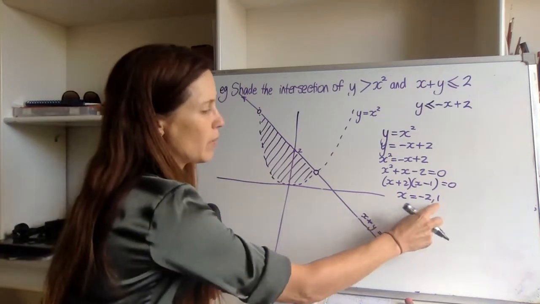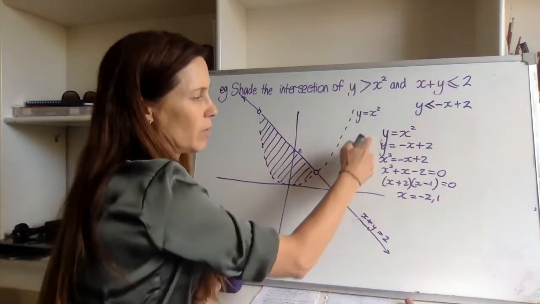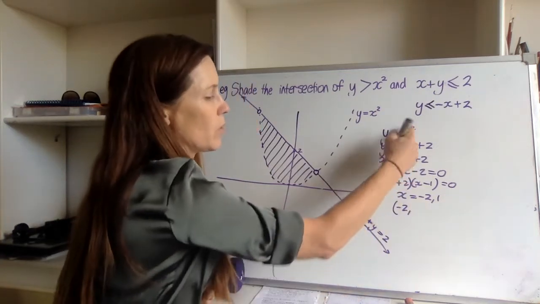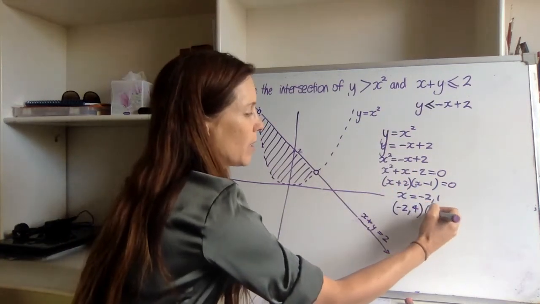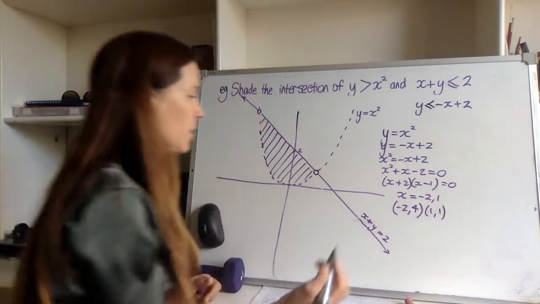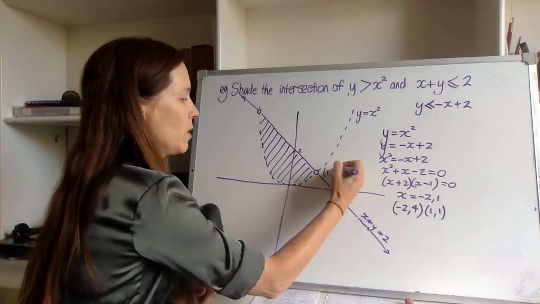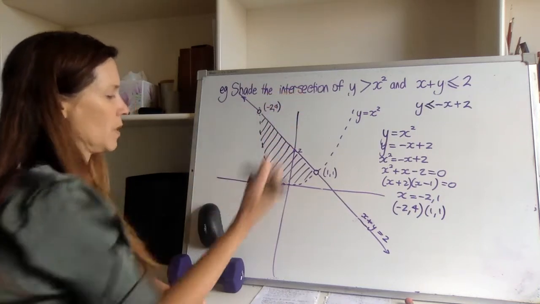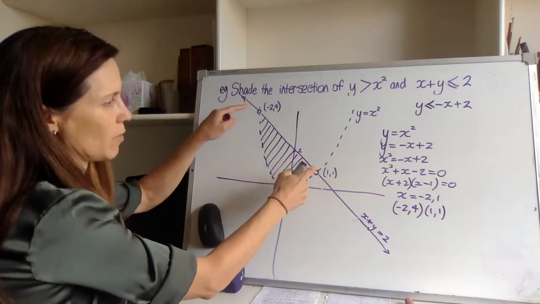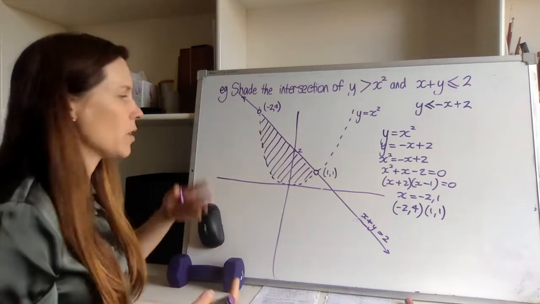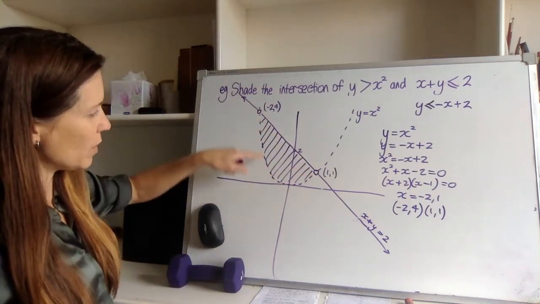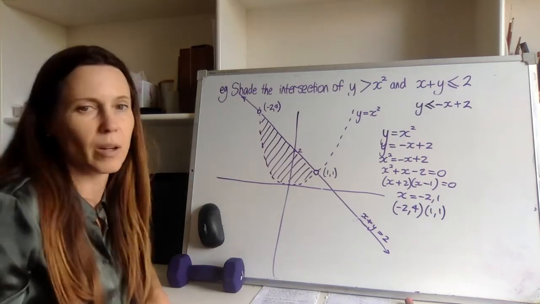Now I can sub both of those x values into either of these formulas. So let's say when x is minus 2, we square it, we get 4. And when x is 1, we square it, we get 1. So I can label this point here 1, 1. And this point over here will be minus 2, 4. And I've identified that neither of them are going to be part of the intersection. So now I'm finished. The line is part of the intersection, but the curve isn't, hence the dotted line.